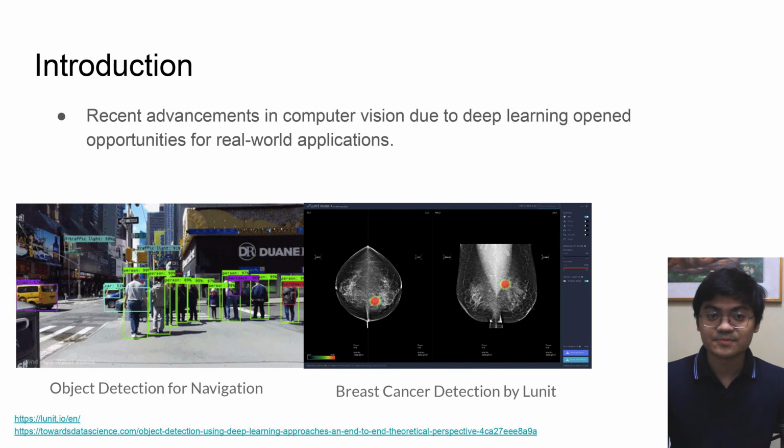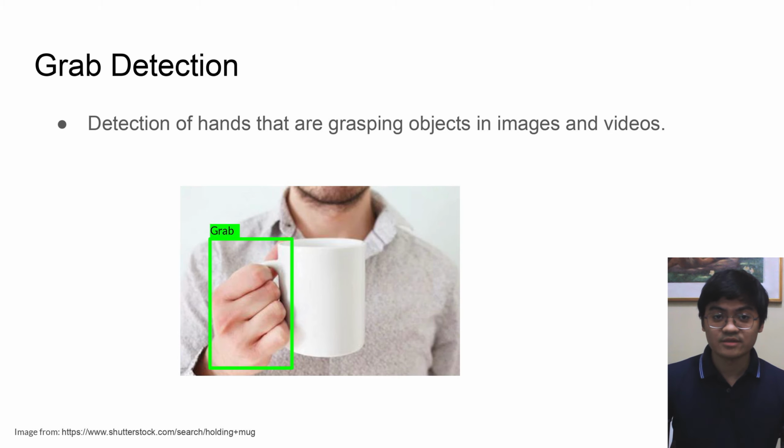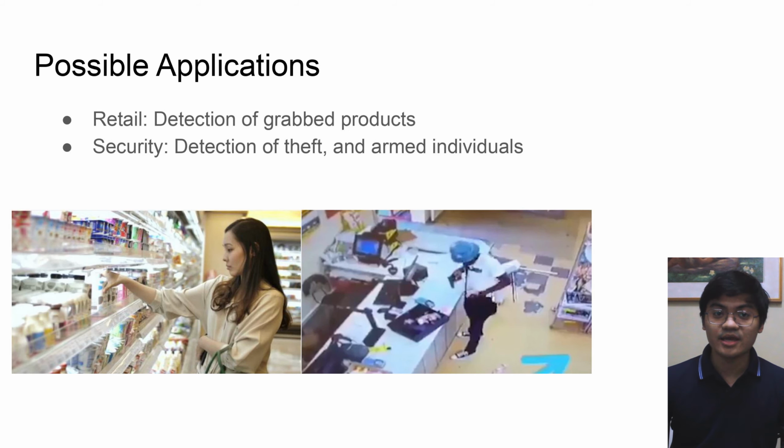There have been recent advancements in computer vision due to deep learning. These have opened up a lot of opportunities in real-world application. The topic of our research in computer vision is grab detection. Grab detection is the detection of hands grasping objects in an image or video. Some possible applications of grab detection are in retail and security.